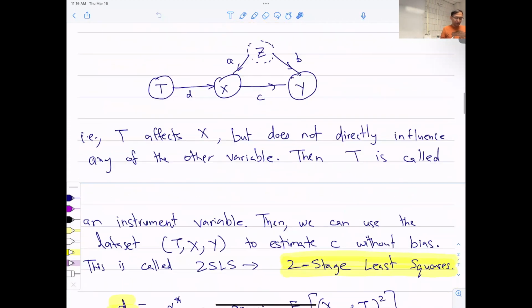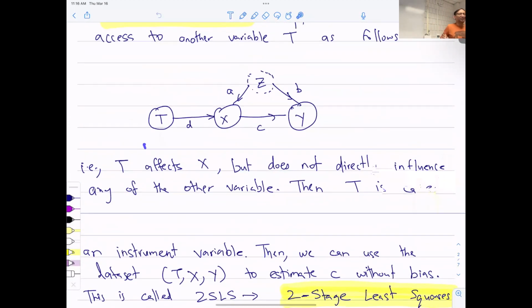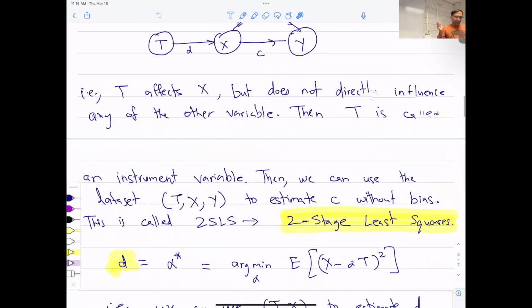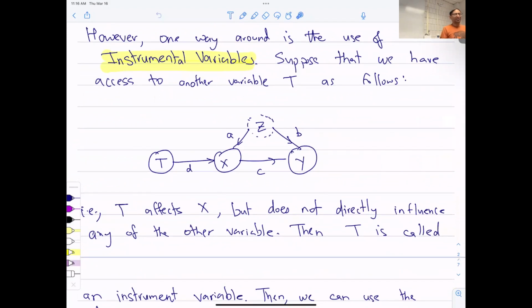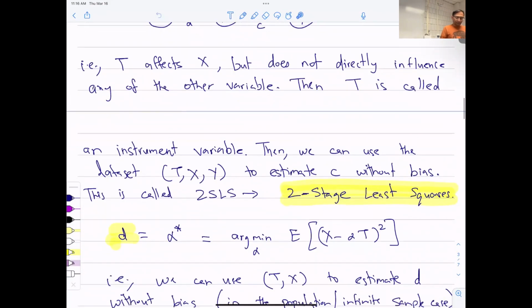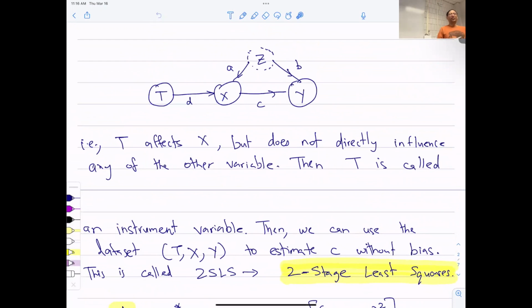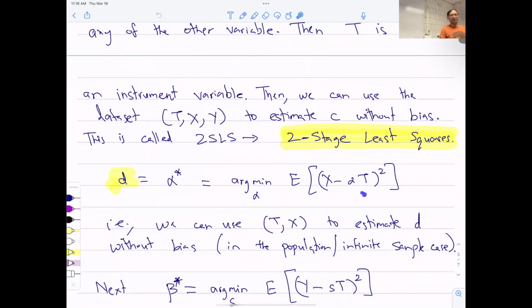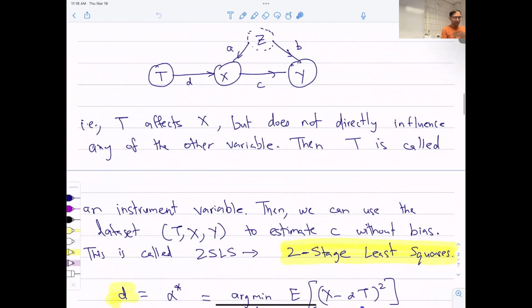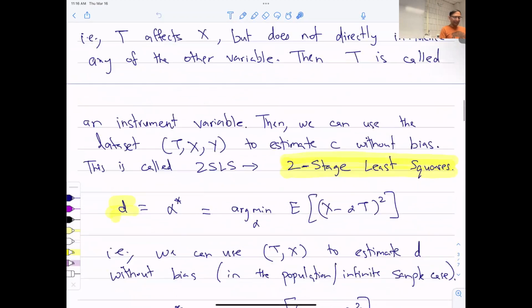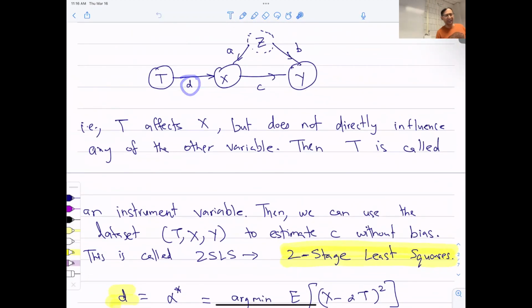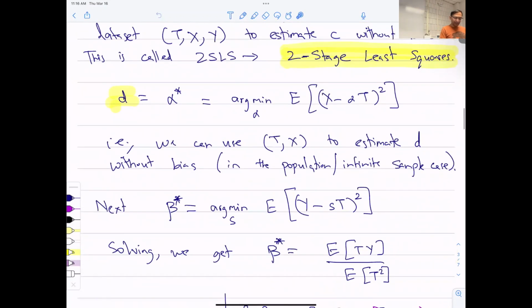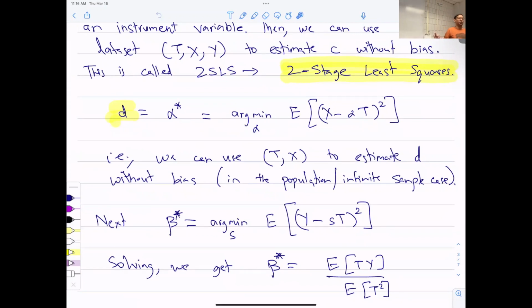And so we can do this. Then t is called an instrument, or an instrumental variable. And the famous algorithm for this is 2SLS, or two-stage least squares. What is the algorithm? First, I will fit x on t. Solve this least squares problem: x minus alpha times t, whole square. So I will try to learn this parameter. It's a linear model, and there is no confounder, nothing else. So you can believe that I can learn d. With enough samples, I should be able to learn d, which should be equal to alpha star. You can do the calculation and check, but it seems very reasonable that that's what should happen.